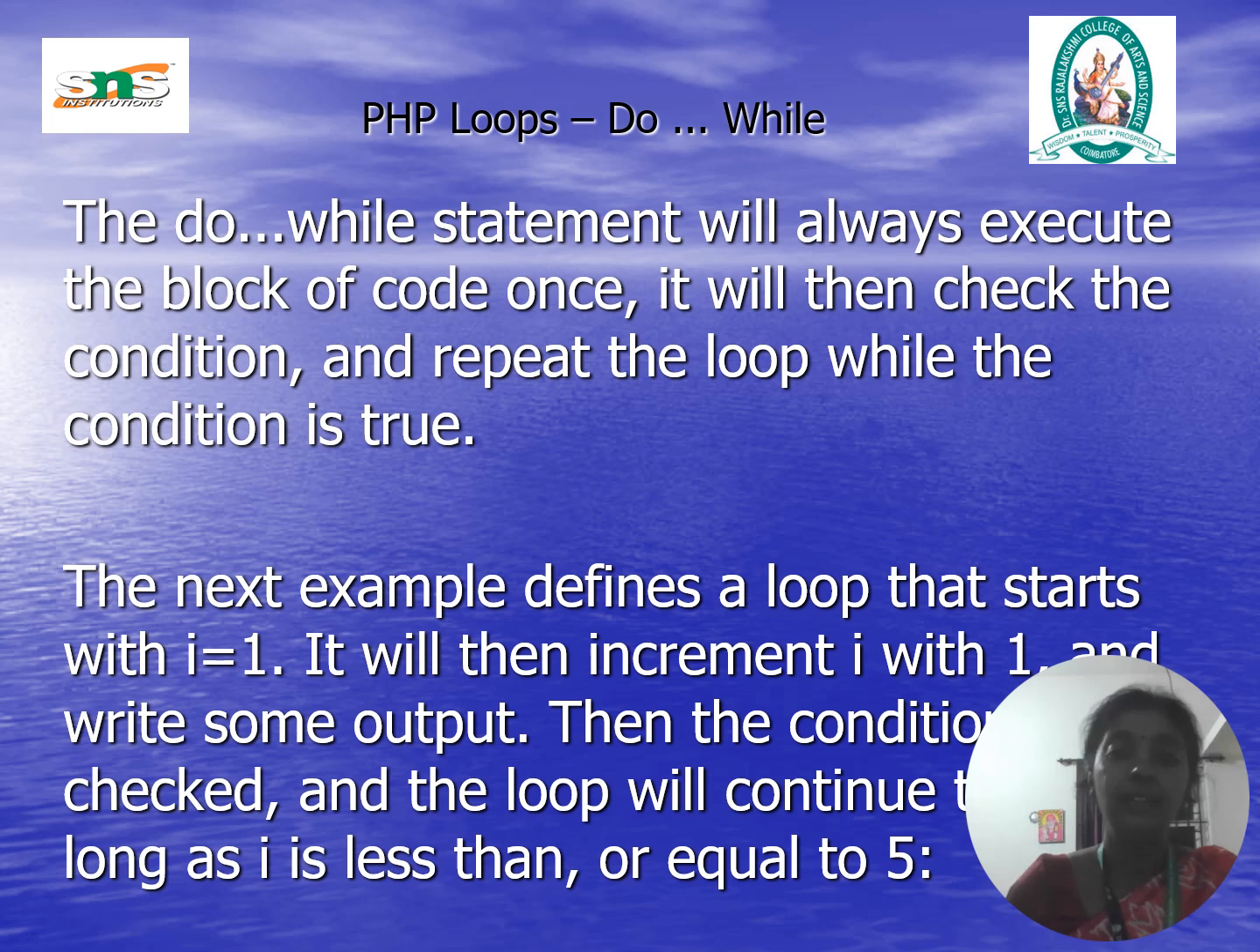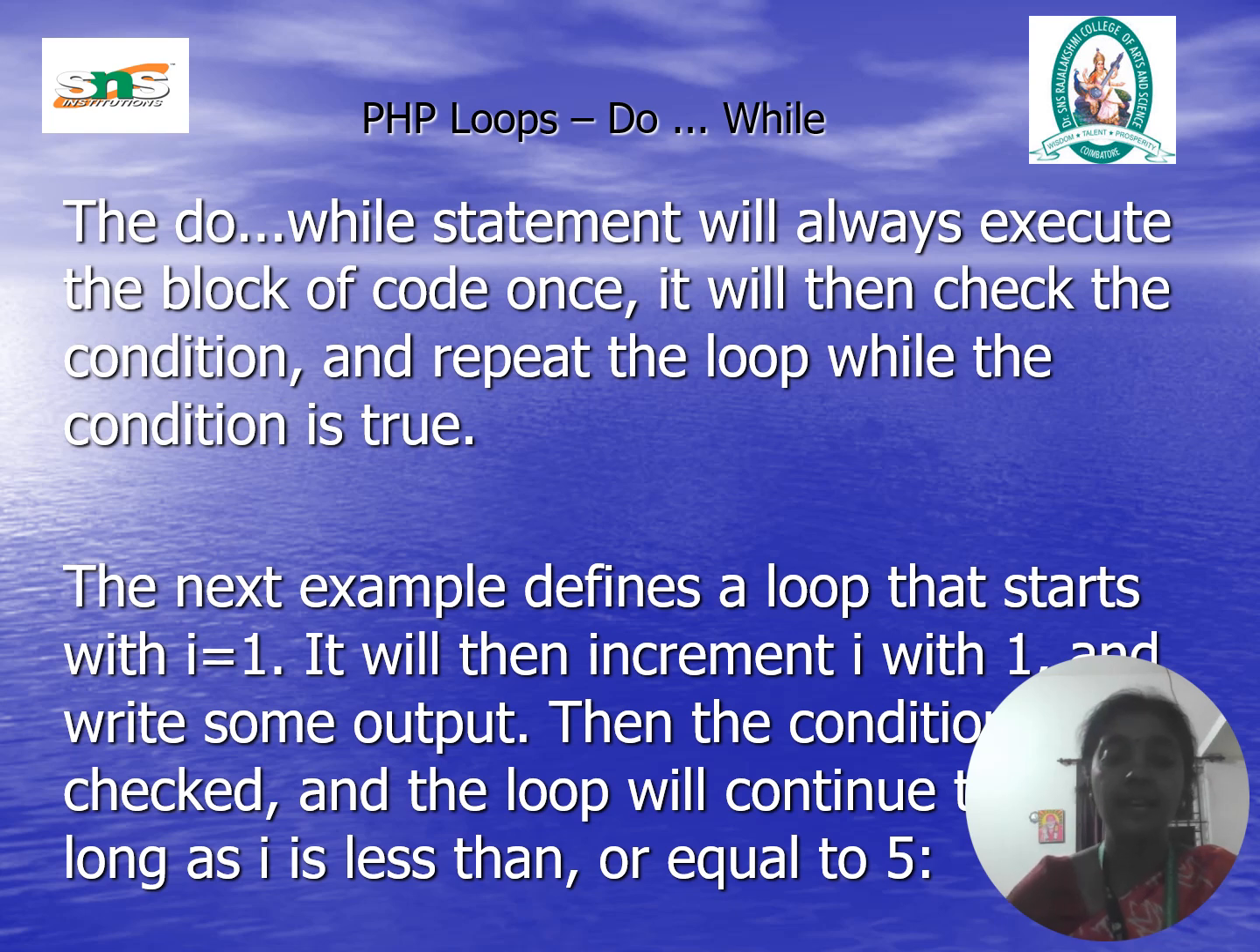We know that there are two types of loops, entry control and exit control. While loop is an example for entry control and the do while loop is the example for exit control. The do while statement always executes the block of code once. It will then check the condition and repeat the loop while the condition is true.